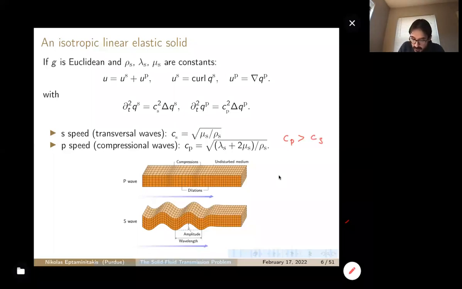So here we have the compressional waves, in this very beautiful illustration, where the particles oscillate in the direction of propagation, whereas for the S waves, or shear waves, the oscillation is in a direction which is perpendicular to the direction of propagation.